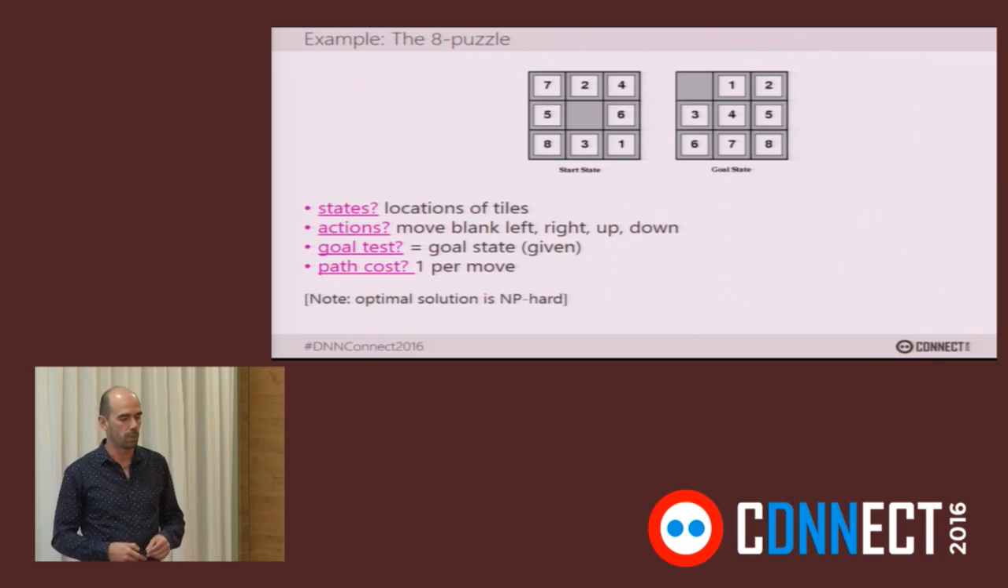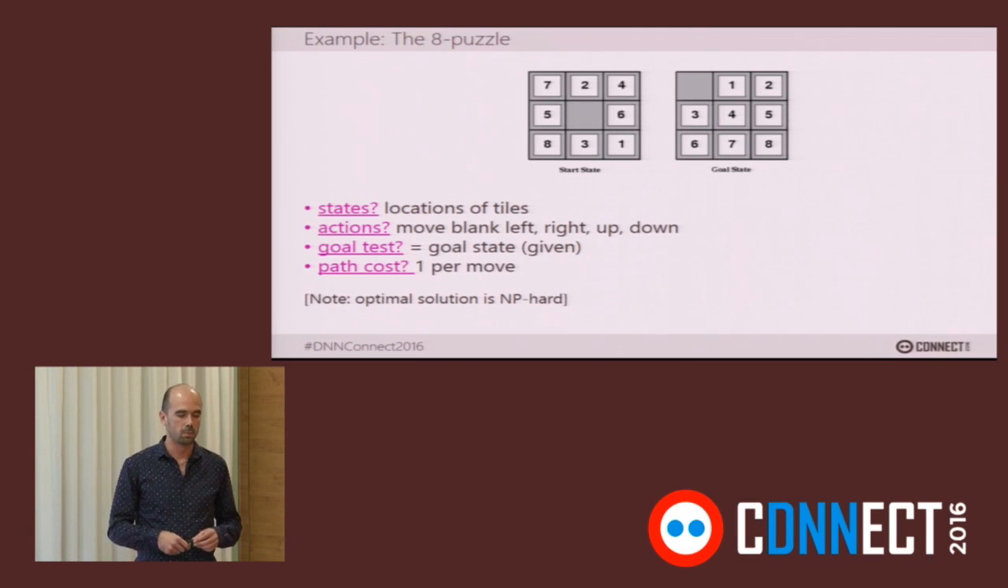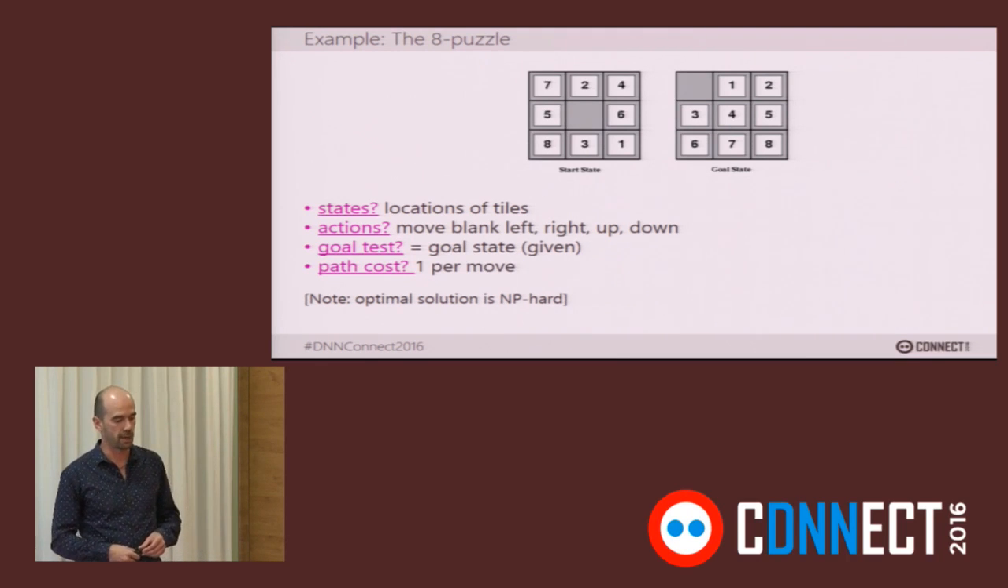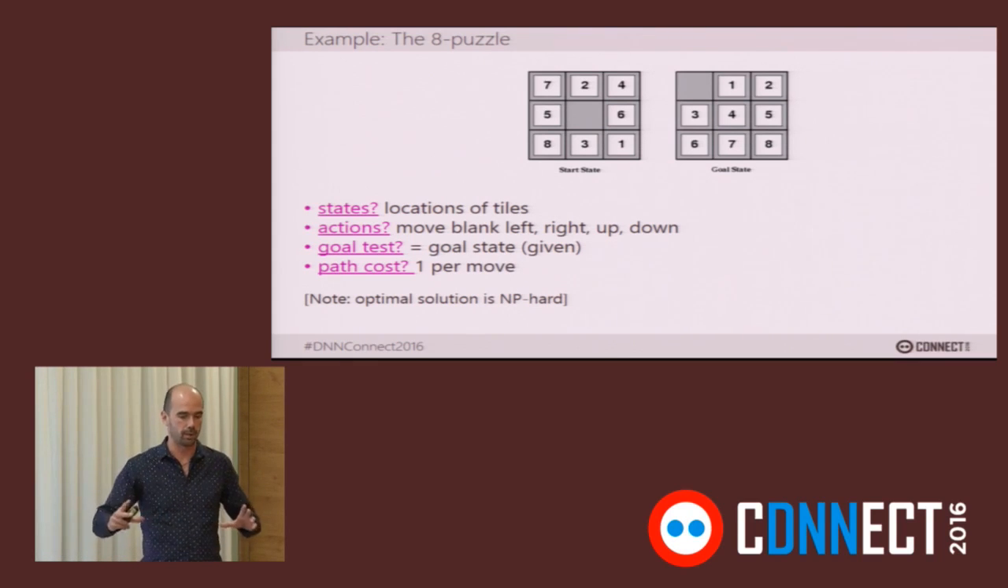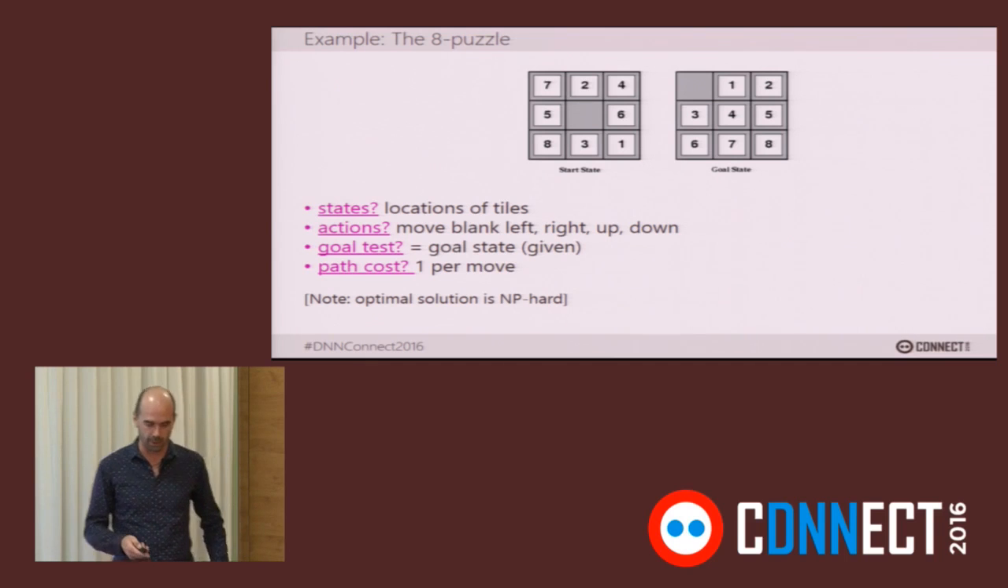In the 8 puzzle problem, you have the location of tiles, and you can assume you're moving the blank tile left, right, up, or down. These are the actions. And the goal state is given. And it's an NP-hard problem, so you can make it larger and then it gets complicated.